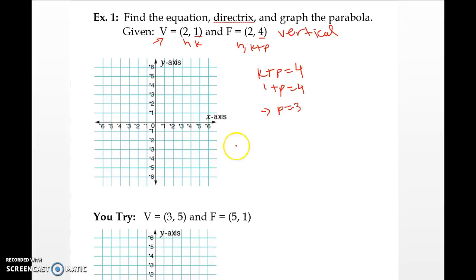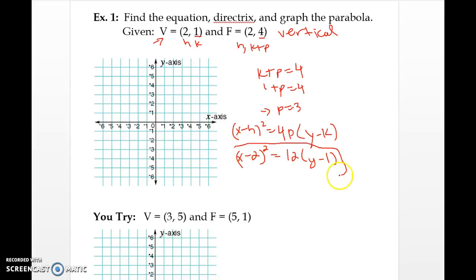And our equation is (x minus h) squared equals 4 times p times (y minus k). So plugging everything in, you get (x minus 2) squared equals 4 times 3, which is 12, so this is 4 times p, and then (y minus 1). So this is our equation.